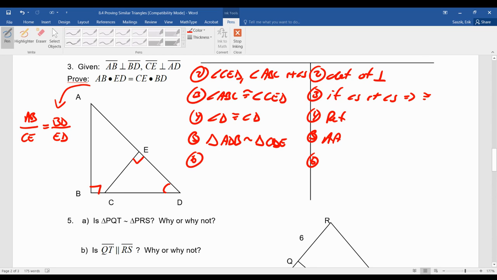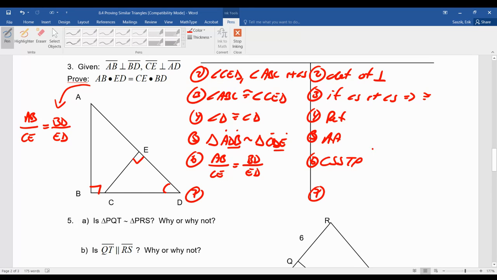Now, we're going to do something a little different. Once these triangles are similar, take a look at this. You see how AB, okay, that's that and that. AB matches up to CE, see down here. What else do I know? BD matches up to ED. There we go.